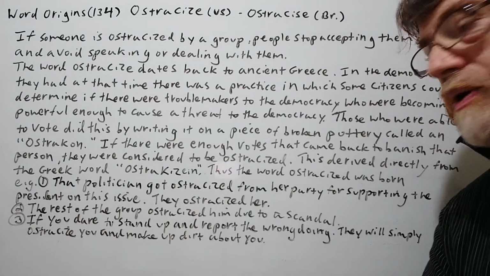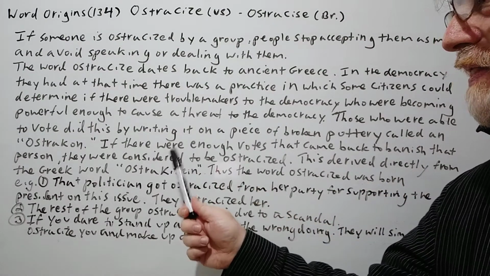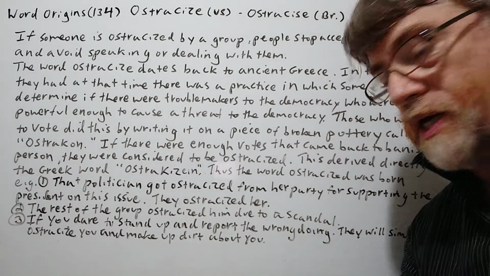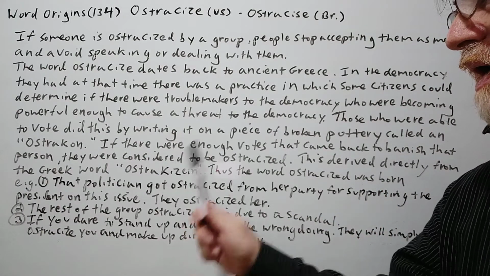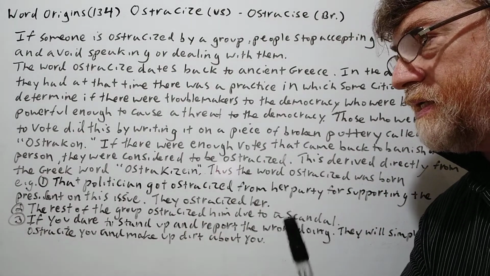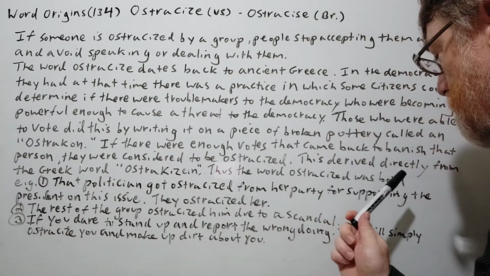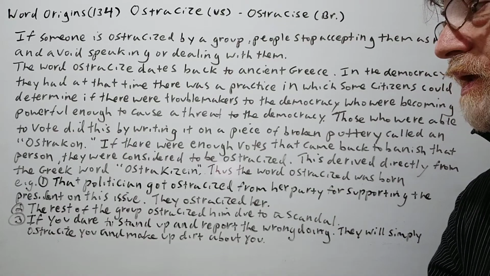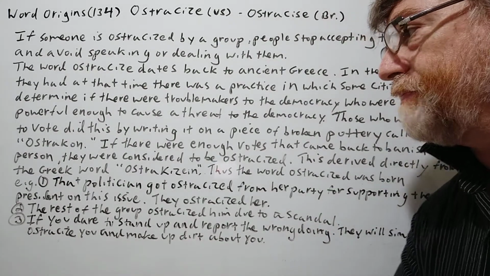All right, let's continue here. So if there were enough votes that came back to banish that person, they were considered to be ostracized. Okay. This derived directly from the Greek word ostrakizion. Okay. Thus, the word ostracized was born. Okay. And we have three examples to cover this here.